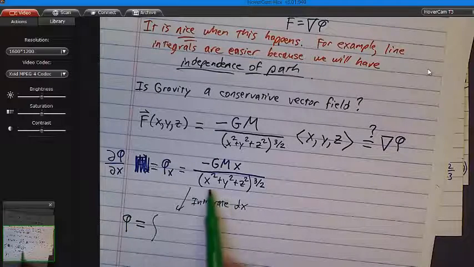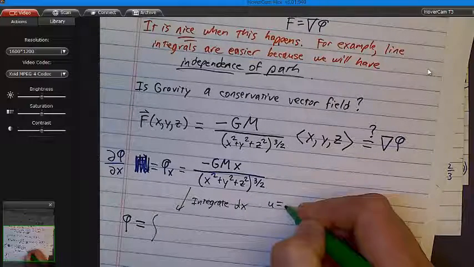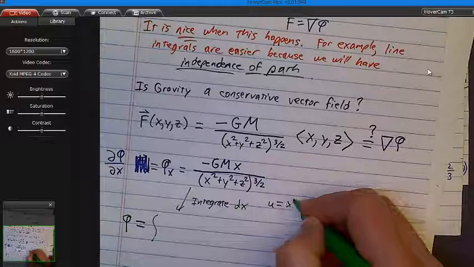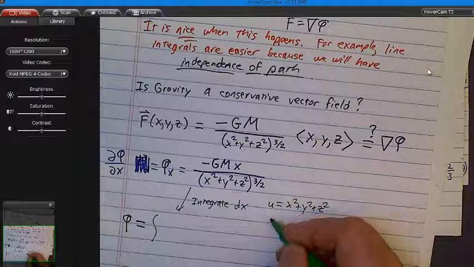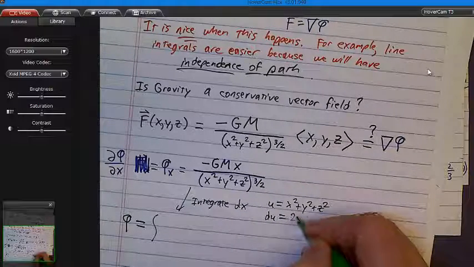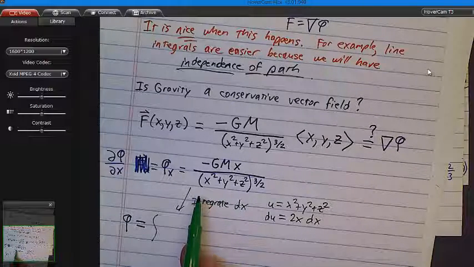Do you guys know how to integrate this thing? What kind of tricks am I going to use here? Well, we'll just integrate with respect to x. U sub, I agree. Let's let u equal, what? I guess this whole thing, right? X squared plus y squared plus z squared. And if I do that, then du would equal what? 2x dx, that's right.